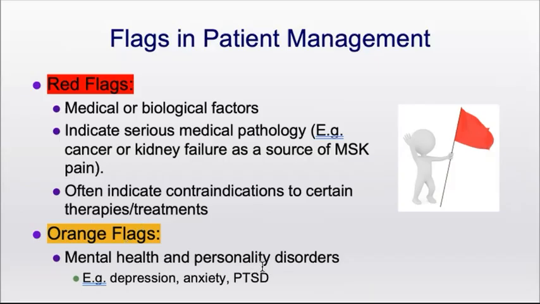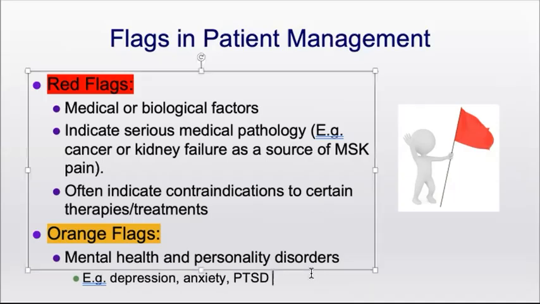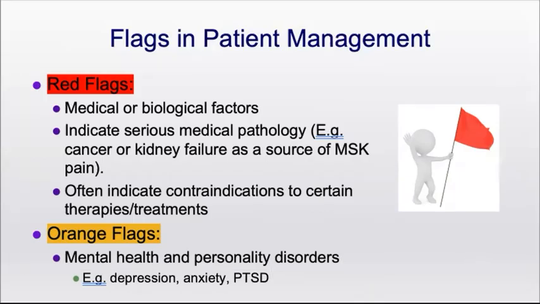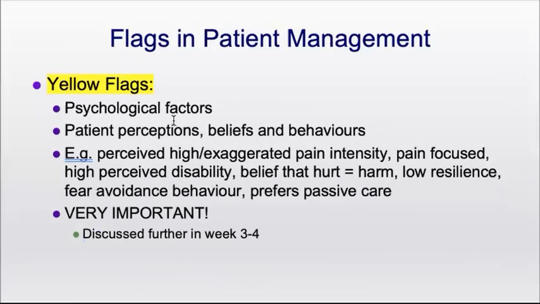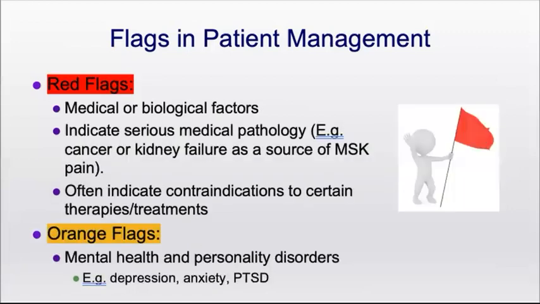Orange flags are mental health and personality disorders. So things like post-traumatic stress disorder, depression, anxiety, these typically increase the complexity of your case, and they can lead towards more chronic conditions. Personally, in practice and in clinical settings, I always make sure to rule out red flags. Okay, and we'll go over a number of different common red flags depending on the condition.